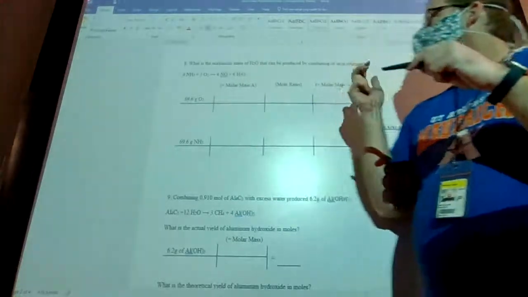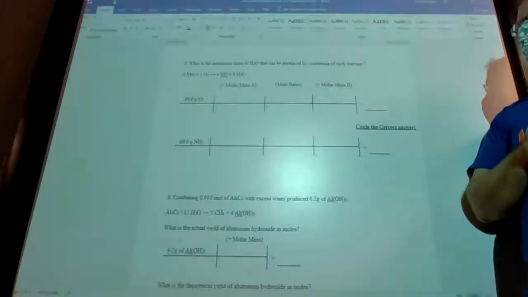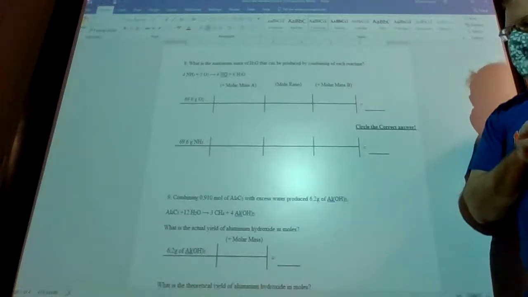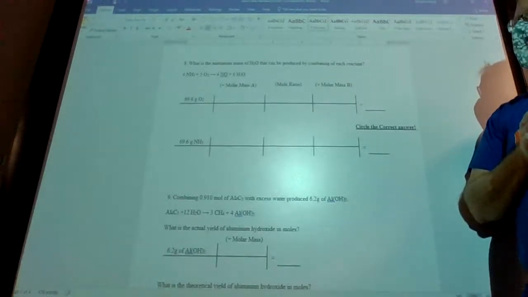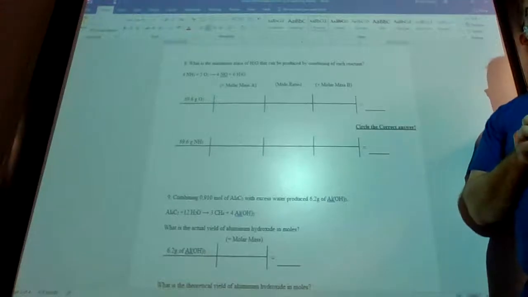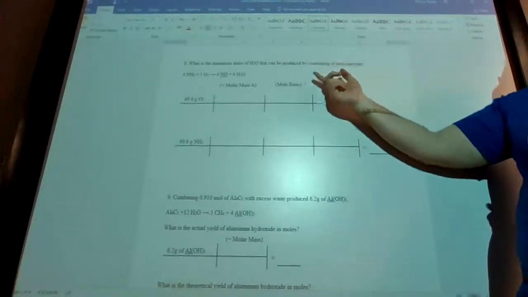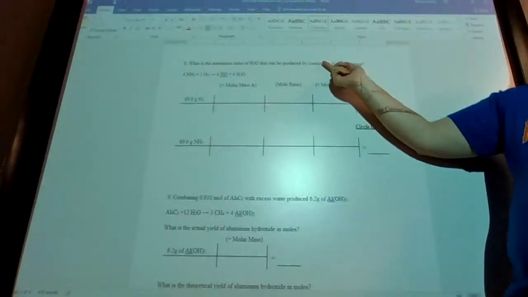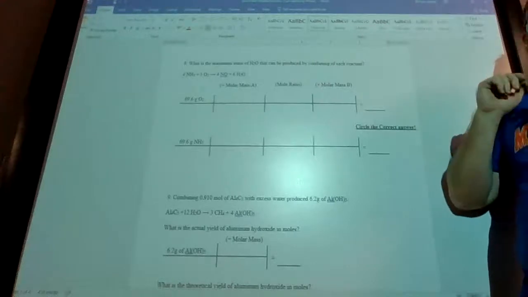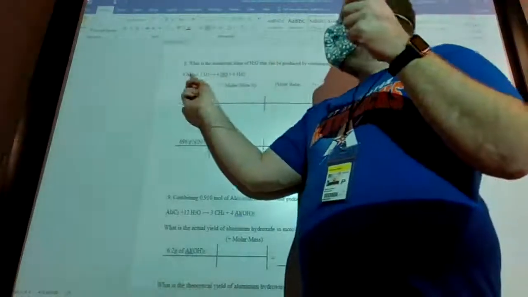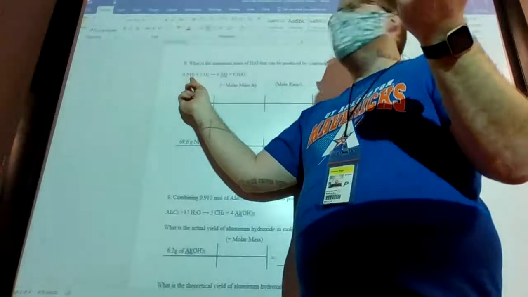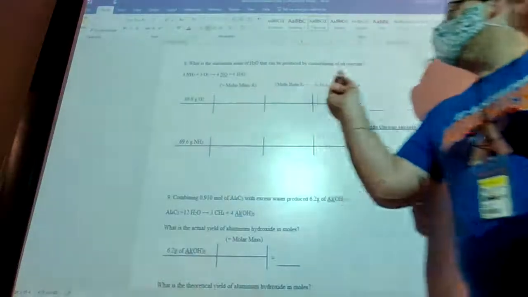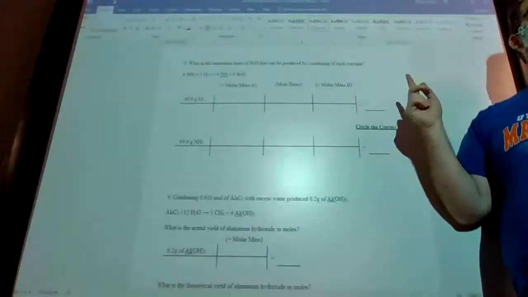But the thing is, did they give me a starting amount? No. And actually, yes. I guess they did, but maybe I didn't write this problem correctly. I probably should have put it in the word problem. What is the maximum amount of H2O that can be produced by combining 69.6 grams of each reactant? So basically what they're telling me is I have 69.6 grams of ammonia and 69.6 grams of oxygen. How much water did I make? And this is actually kind of important.